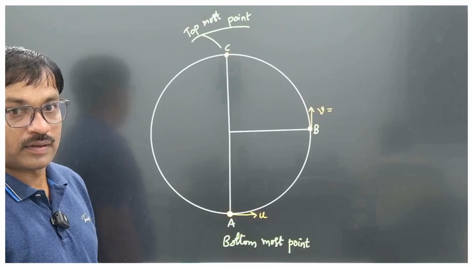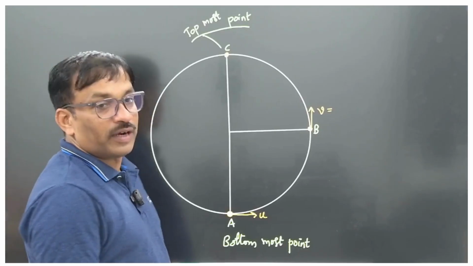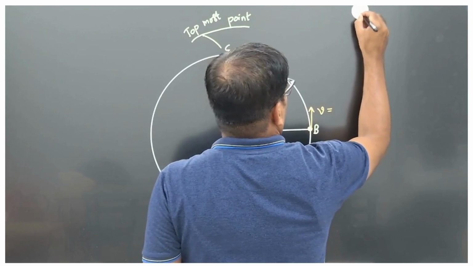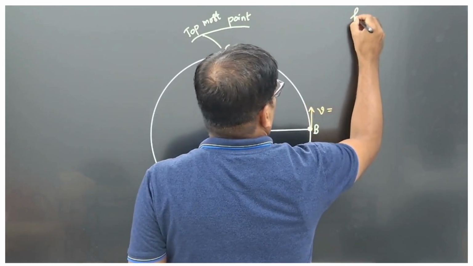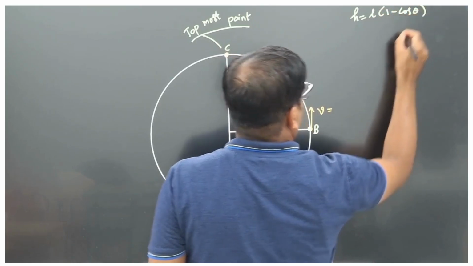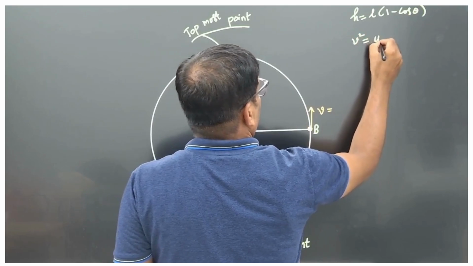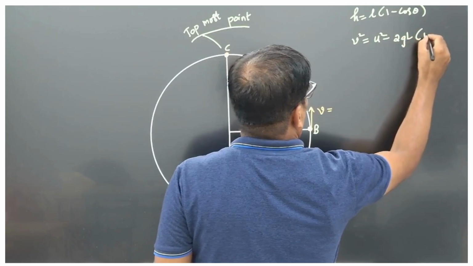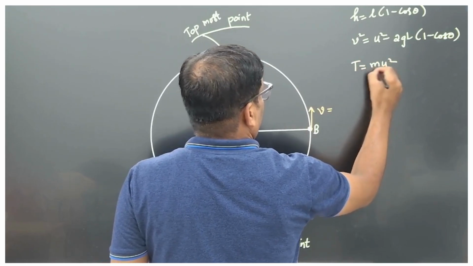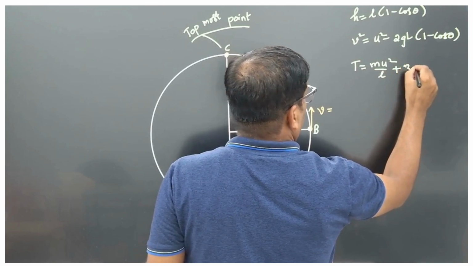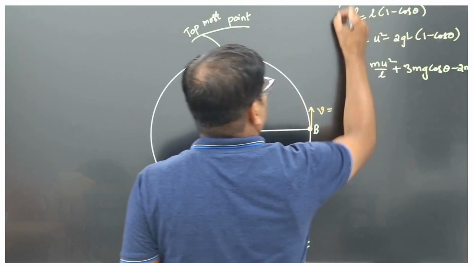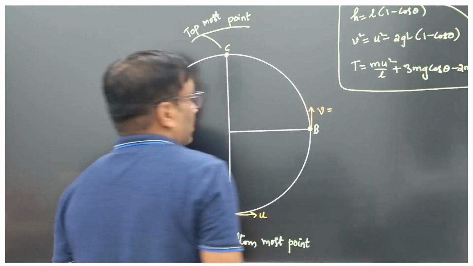To study vertical circular motion, we require three formulas. What are they? Just now we derived them. Height: h is equals to L of 1 minus cos theta. Velocity squared, we already did: u square minus 2gL of 1 minus cos theta. Tension we calculated: mu square by L plus 3mg cos theta minus 2mg. These three formulas are enough to solve vertical circular motion.